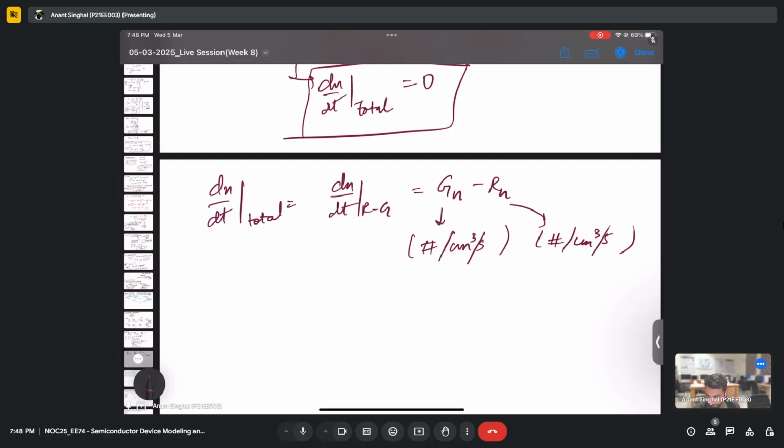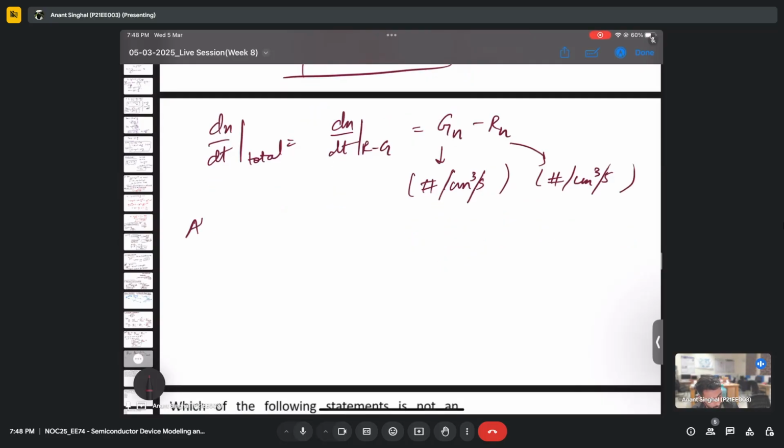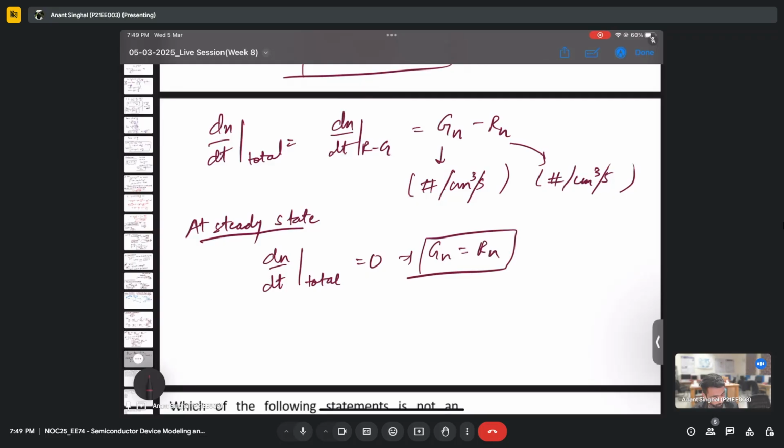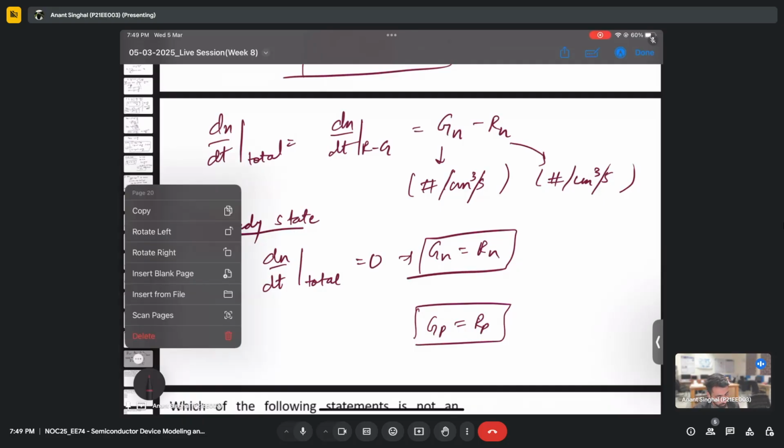One thing that happens is, as I told you, that at steady state already everything has happened. So at steady state, dn over dt total has become 0, right? Which will make Gn equal to Rn. Make sense? Any doubt in this? Yeah, got it. Similarly, Gp will be equal to Rp for the n type case. So at a steady state, the generation rate of the excess carriers is equal to the recombination rate of excess carriers. That is what I want to emphasize.